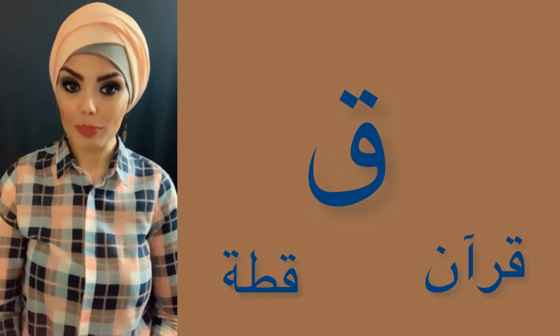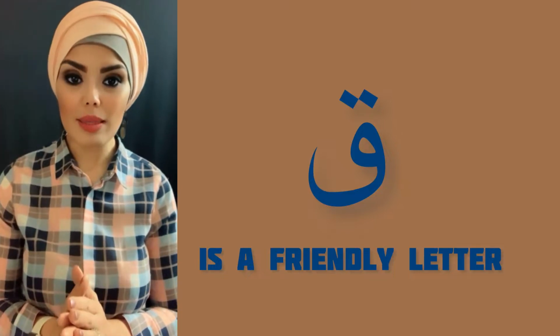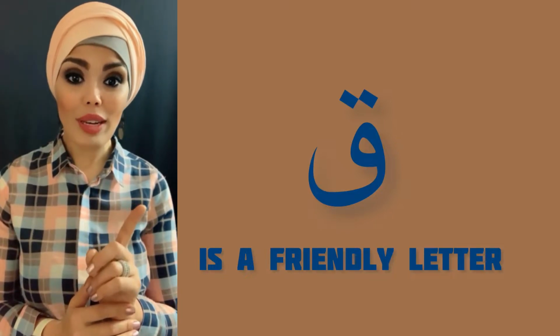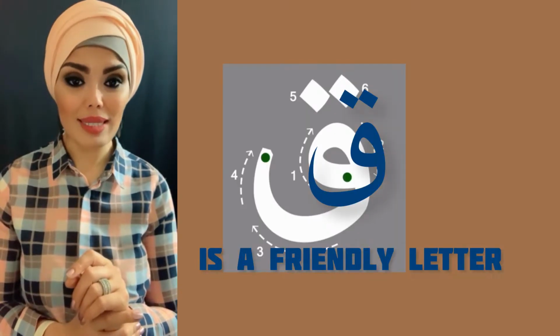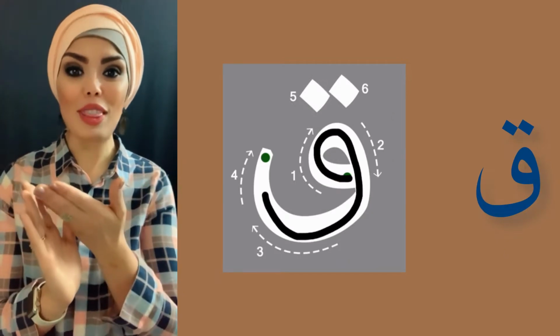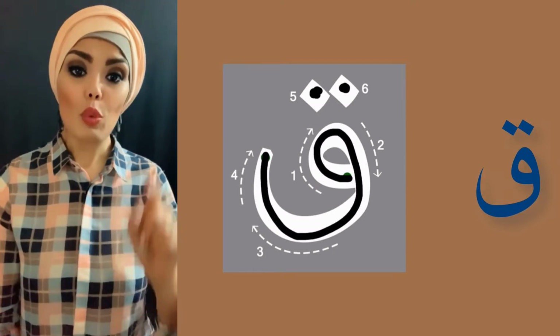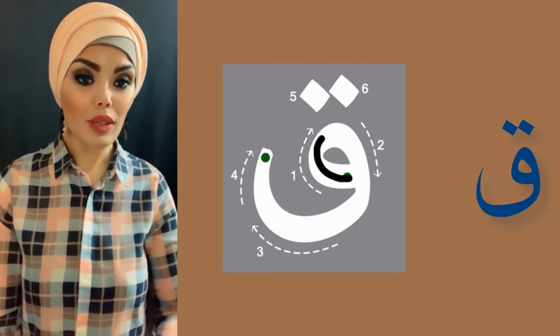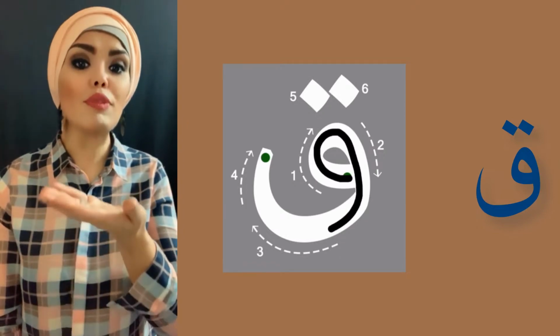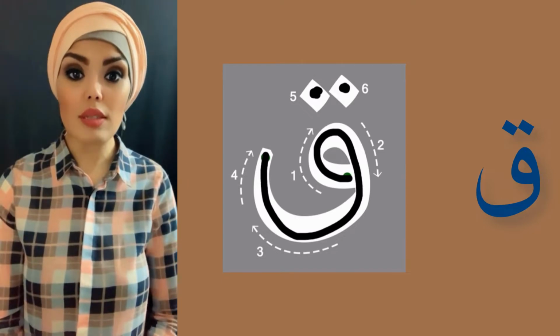The letter Qaf is a friendly letter which can join from both sides. Let's see the Qaf when it is individual. How do we write it? Notice that the cup of the Qaf is not a flat cup on the line. It's in fact a rounded cup. As you could see here, we start first with the head, going down to the cup of the letter Qaf and then coming up and then placing 2 dots on top.